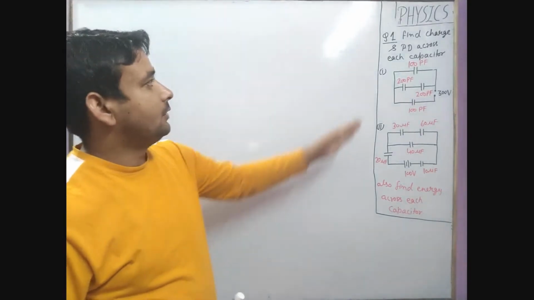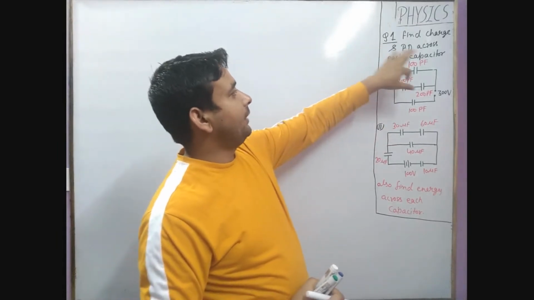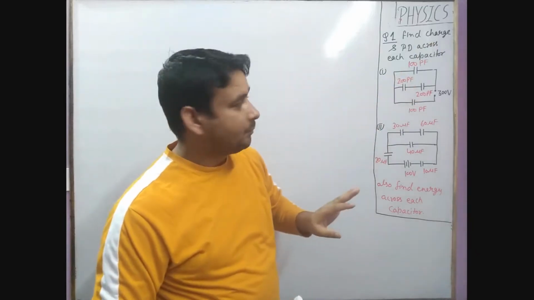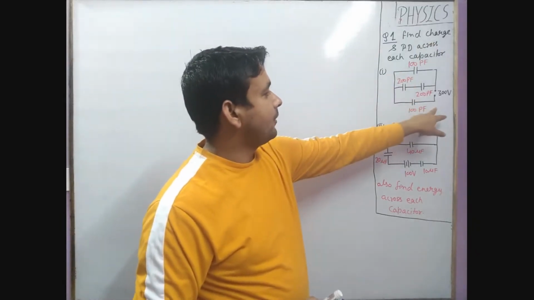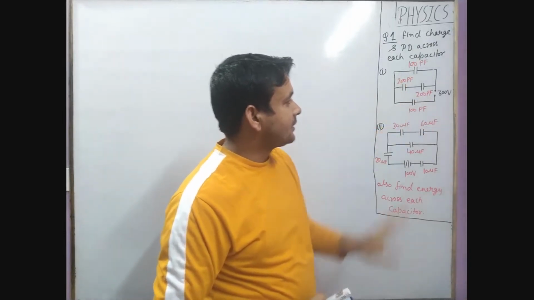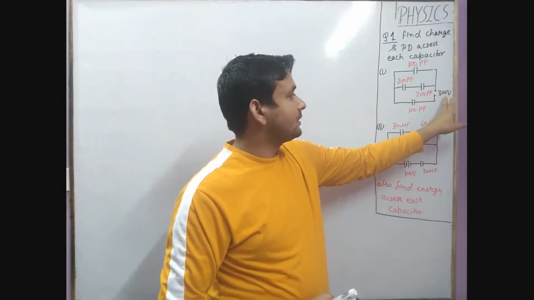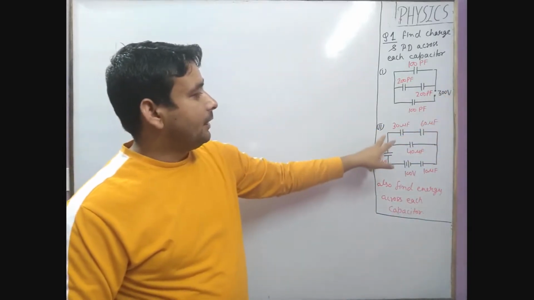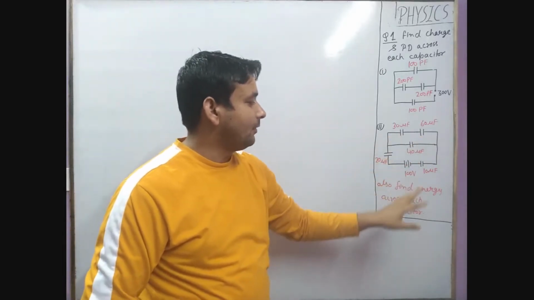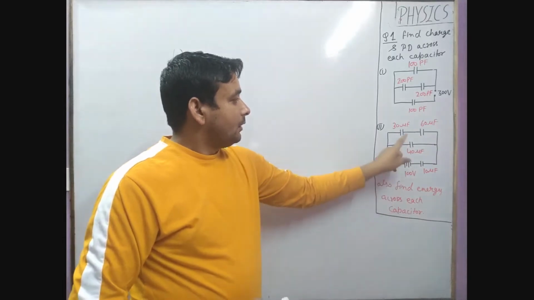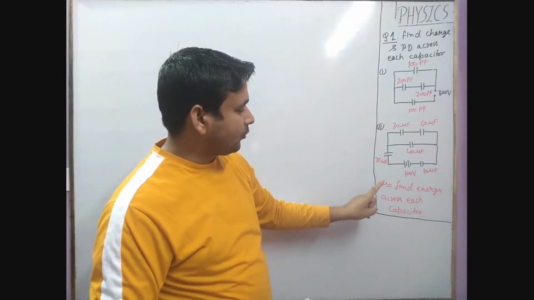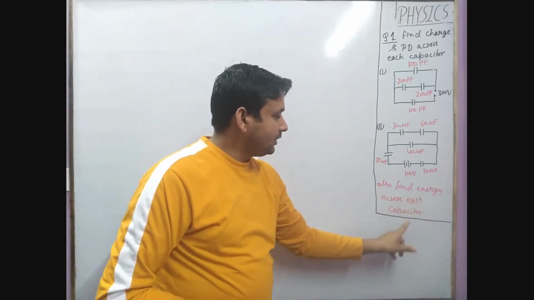Today we have two numericals in which we need to find the charge and potential difference across each capacitor. The first is a circuit in which four capacitors are connected with a supply of 300 volt, and the other has five capacitors, 1, 2, 3, 4 and 5, connected across a circuit with a potential of 100 volt. In the second we also need to calculate the energy across each capacitor.